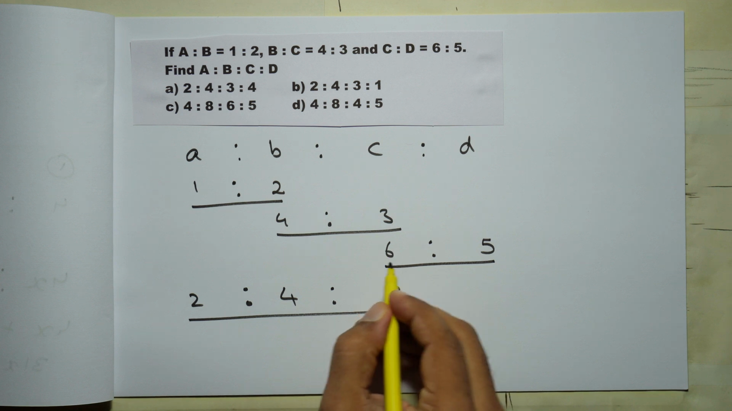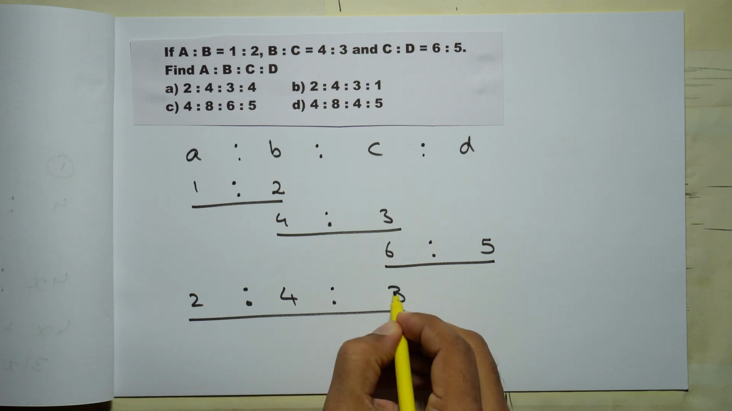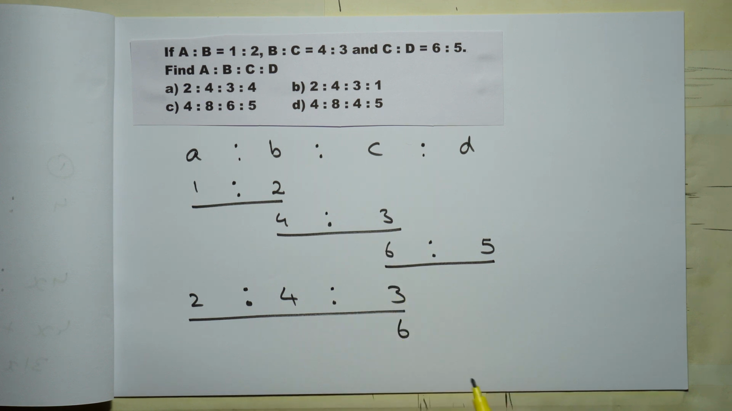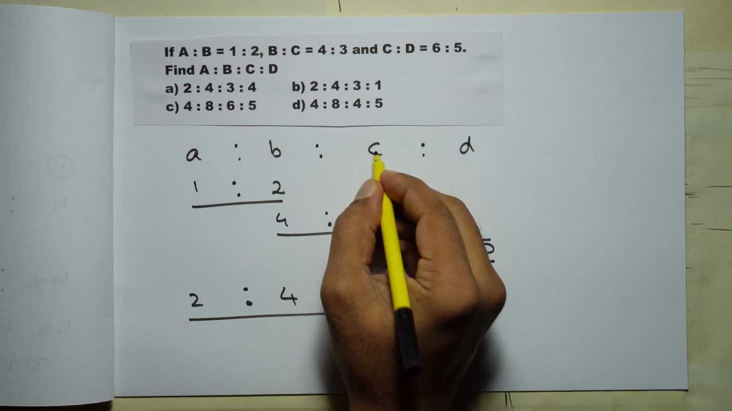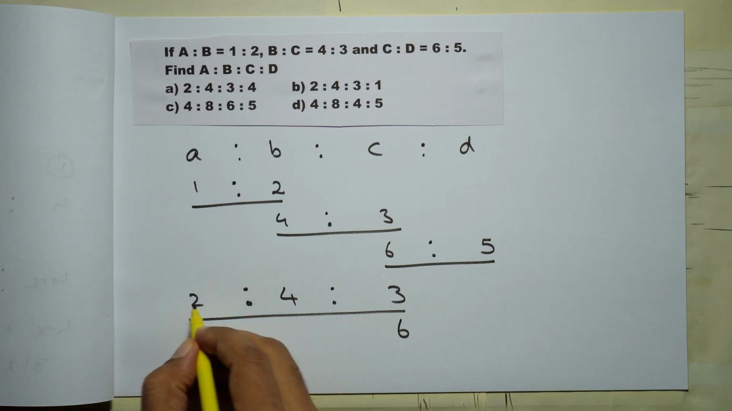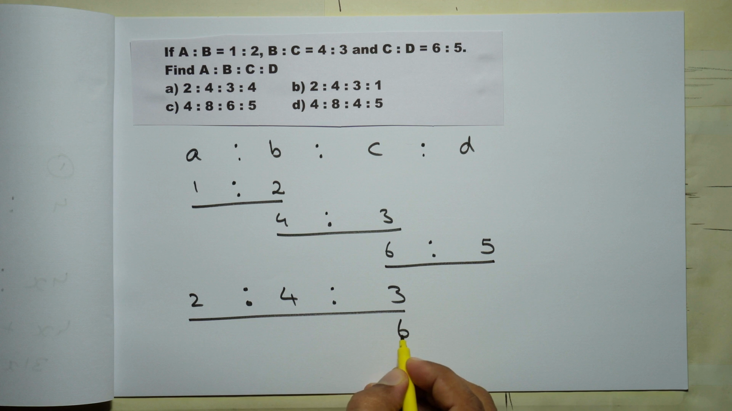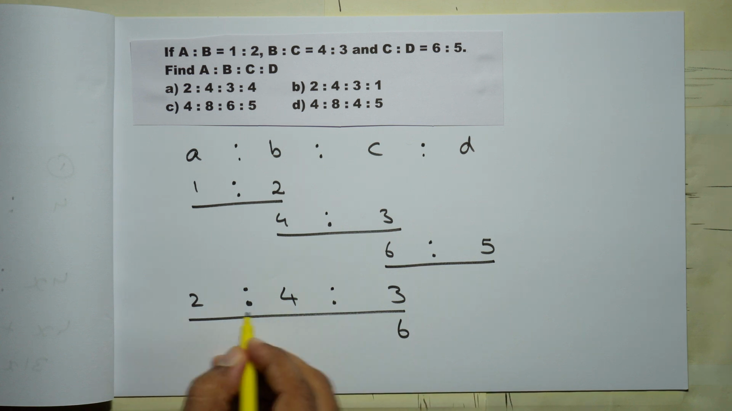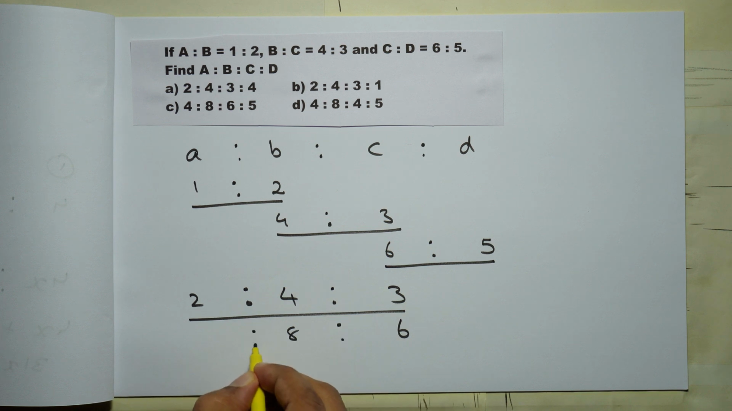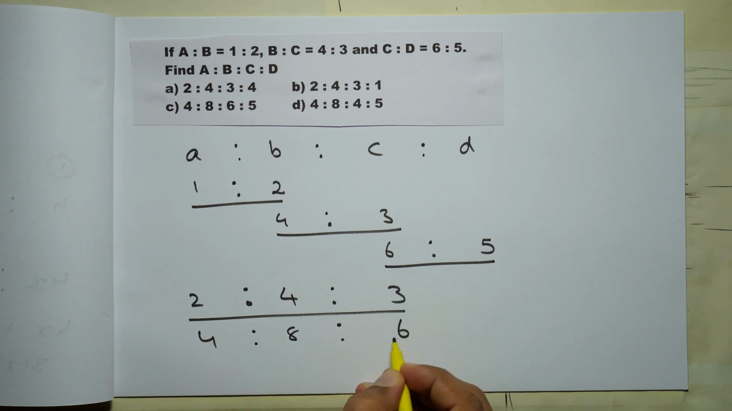And the value that we will assign for C is the LCM of these two numbers, that is LCM of 3 and 6, which is 6. So we are assigning C to be 6 and we will calculate the other values. Now in this ratio, 3 into 2 is 6. 3 has been multiplied by 2, so the other values should also be multiplied by 2, so that the ratio is maintained. So 4 into 2 will be 8 and 2 into 2 will be 4. So this will be 4 is to 8 is to 6.